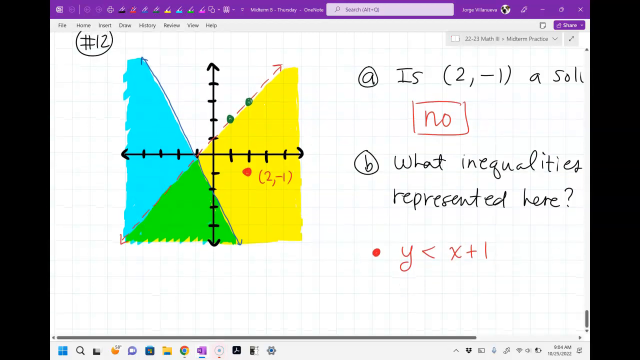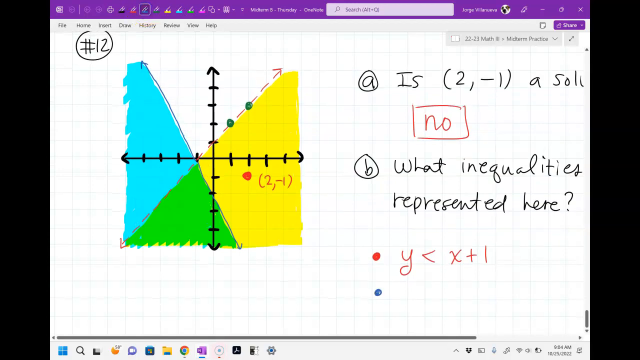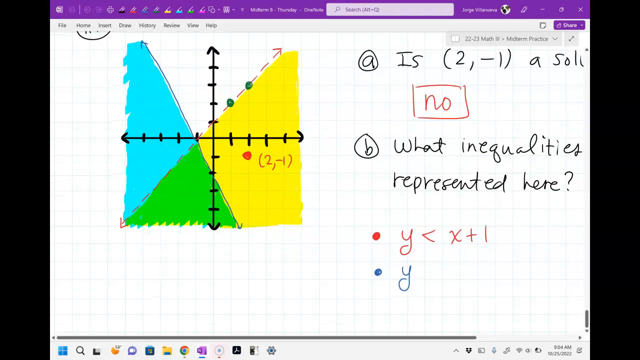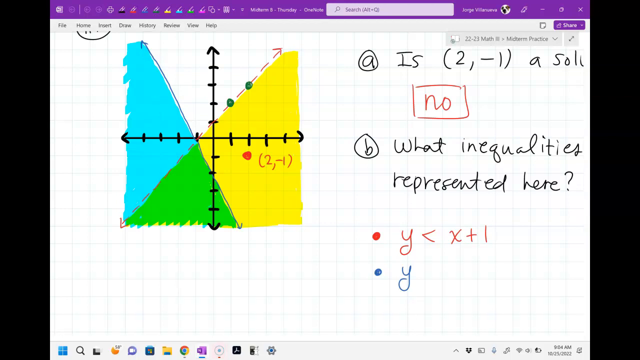All right. What about the blue one? So I'm going to start with y again. Notice it's a solid line, right? Since it's a solid line, is it going to be less than, less than or equal to, greater than, or greater than or equal to? Which one is it going to be? Less than or equal to, yes, because the shaded region is below the line, so it's going to be that.